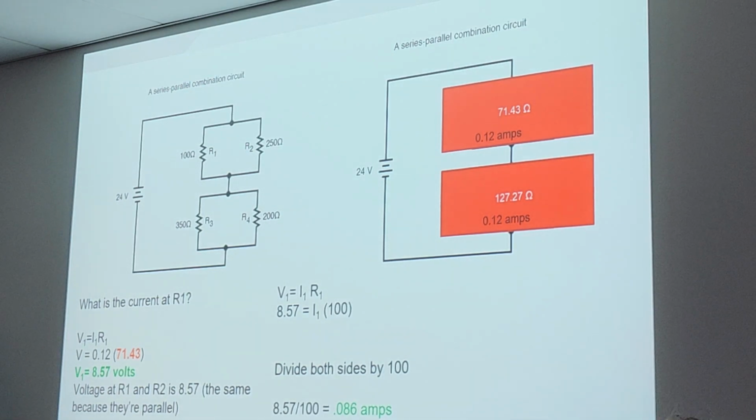Can you go back a slide real quick? How you found 0.12?